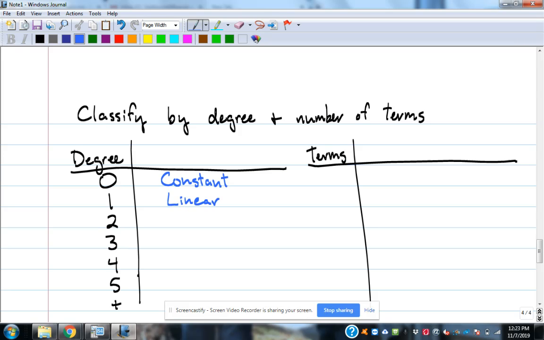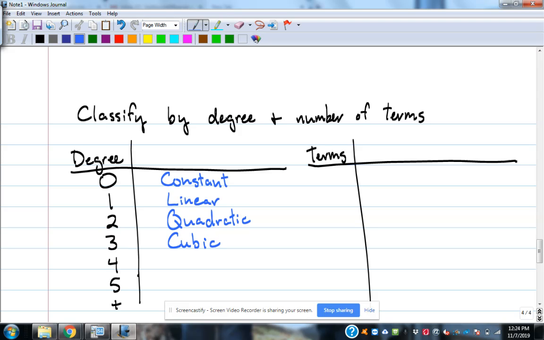The degree of 2 is called what? Quadratic. That's what we just finished up. The degree of 3, if it's x to the third power, what's another way of saying that? x cubed, so this would be a cubic.